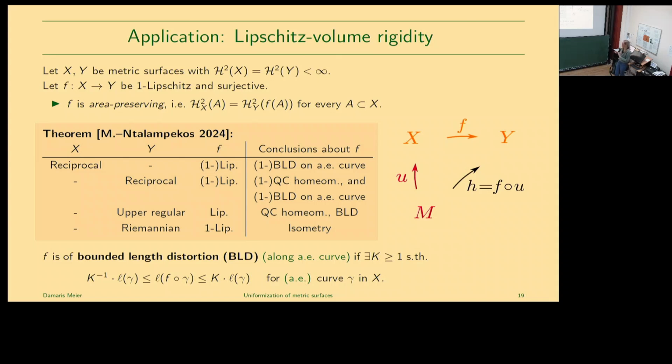And then, what I didn't mention so far is that in these results, if we assume 1-Lipschitz, then we also get 1-BLD. But here this is not true anymore, because the Ahlfors 2-regularity constants really come into play. But in case we assume that Y is Riemannian, then it actually upgrades to being an isometry. So I think this is all I wanted to say. Any questions?